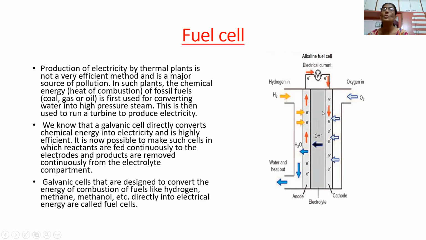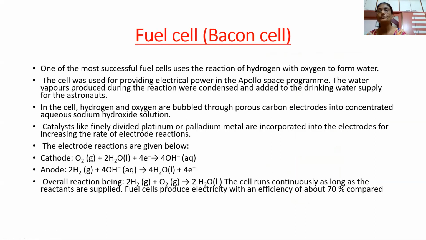This type of cell is known as fuel cell. It is also called Bacon cell. This is the cell formed by Bacon, the name of the scientist. That's why it is also known as Bacon cell, fuel cell or Bacon cell. Okay. It is also called hydrogen fuel cell. It was taken to space in the Apollo space program to generate electric current.